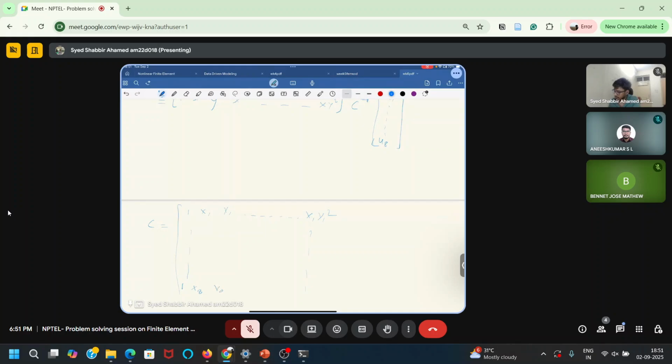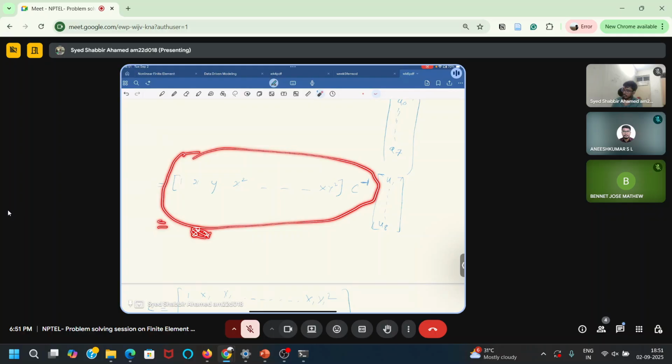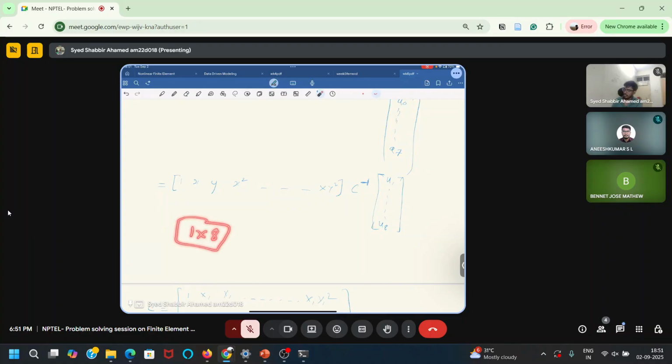So you can write the coordinate matrix and take its inverse and multiply these two, and you will get a 1 cross 8 matrix. That row matrix will have elements, and we will take each term as a shape function of the serendipity family of elements. Okay. So this is how we can use this approach.